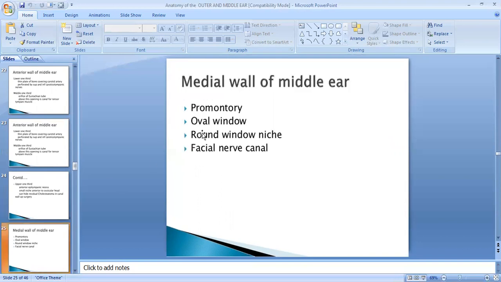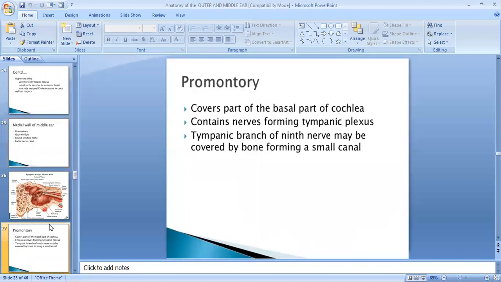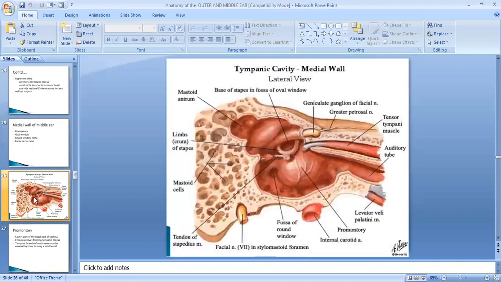The medial wall of the middle ear has a few structures. One is the promontory. The promontory is actually a bulge which is produced by the first turn of the cochlea. Then we have two windows, one is the oval window, the other is the round window, and the facial nerve canal. The promontory covers part of the basal part of the cochlea. It contains nerves forming the tympanic plexus. The tympanic branch of the ninth nerve may be covered by bone, forming a small canal.